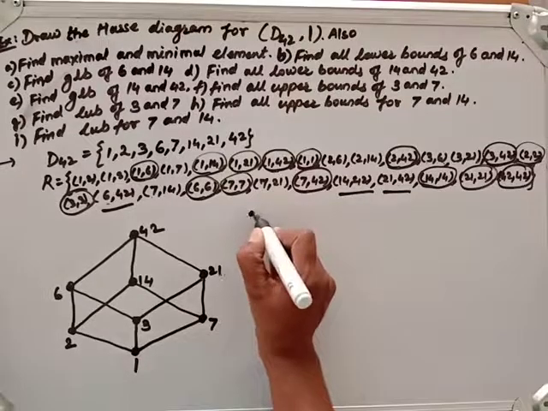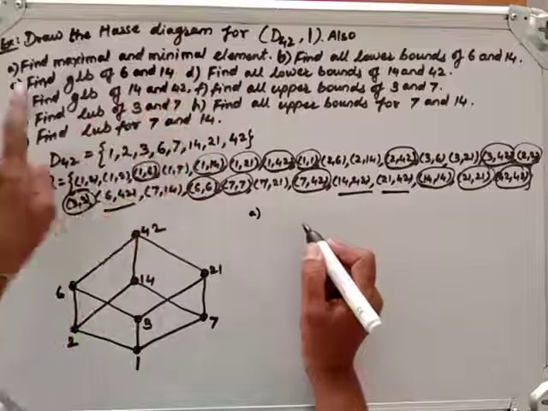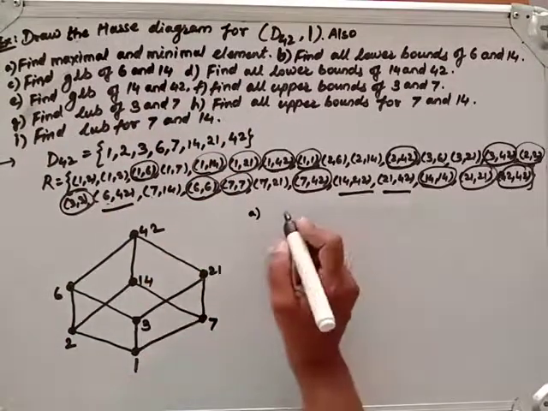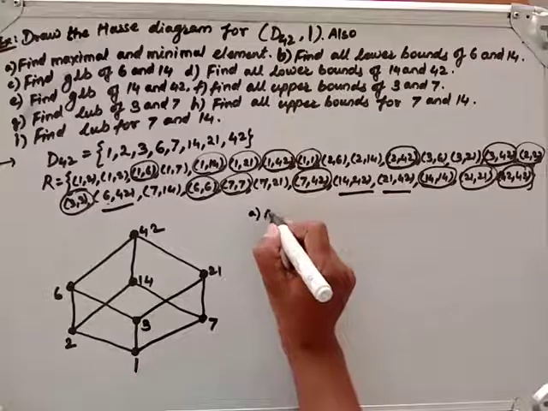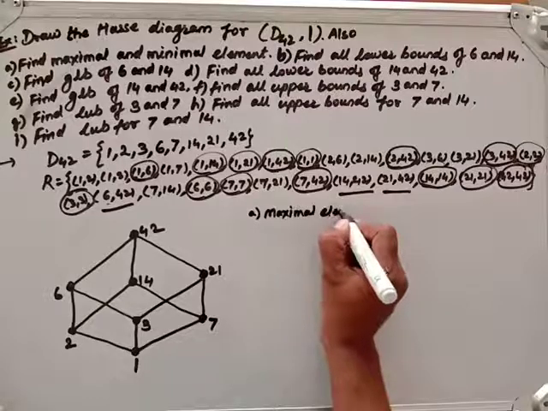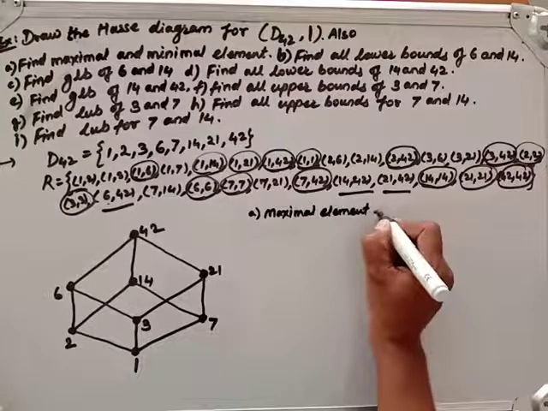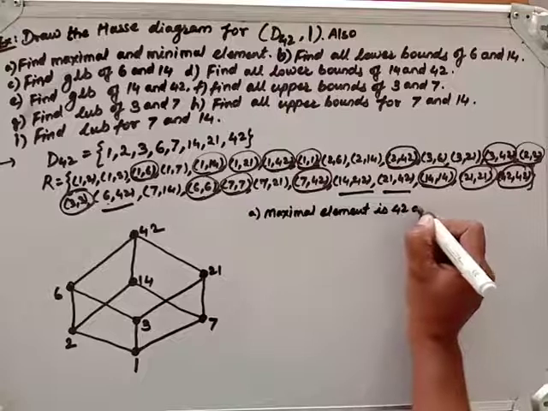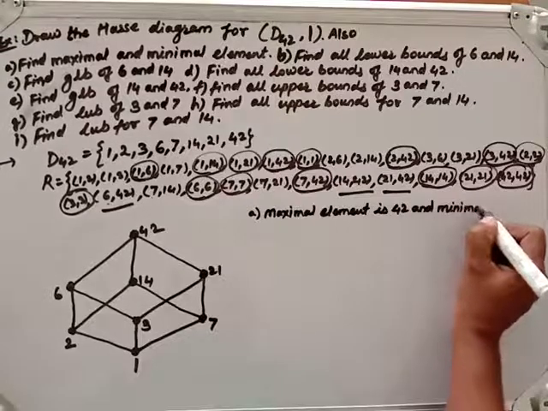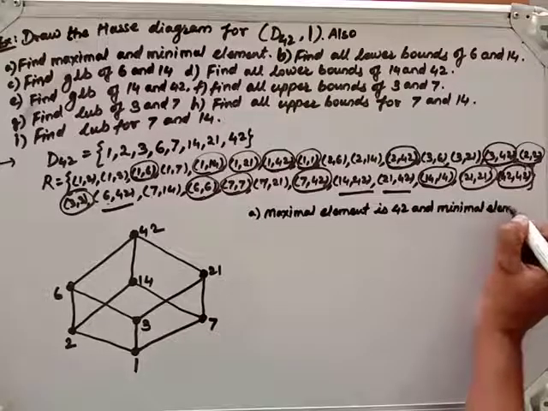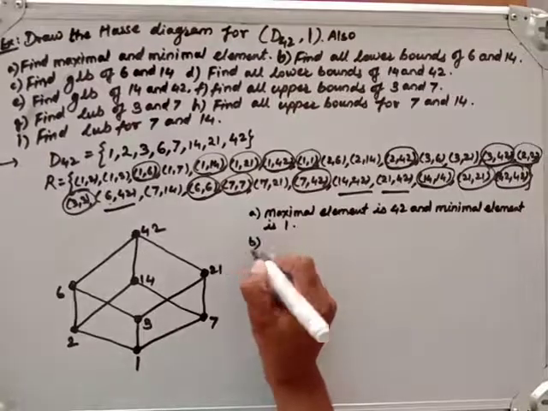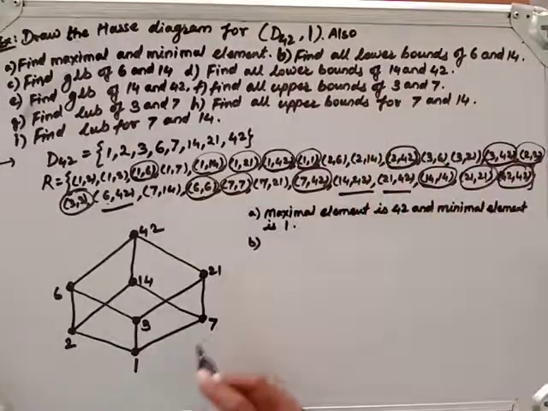Now, the first part is to find the maximal and minimal element. What is the maximal element? 42, and the minimal element will be 1. So, let me write: maximal element is 42 and minimal element is 1.